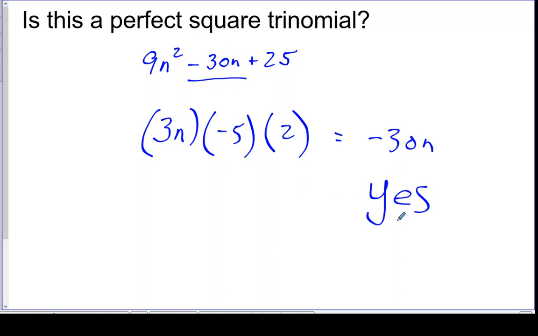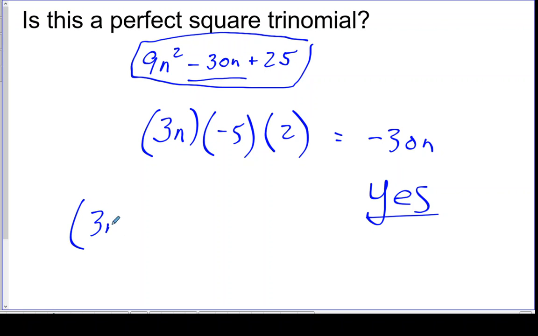So yes, this is a perfect square trinomial, and if I want to factor it, it's just going to be 3n minus 5 and then square it. 3n minus 5 times 3n minus 5 would give us this perfect square trinomial. So this is an easy way to factor. You don't have to think about all the different possibilities of factors of 9, all the different possibilities of factors of 25. If it's a perfect square, you automatically know your first term is going to be the square root of this, and your second term is going to be the square root of your c term. Alright?